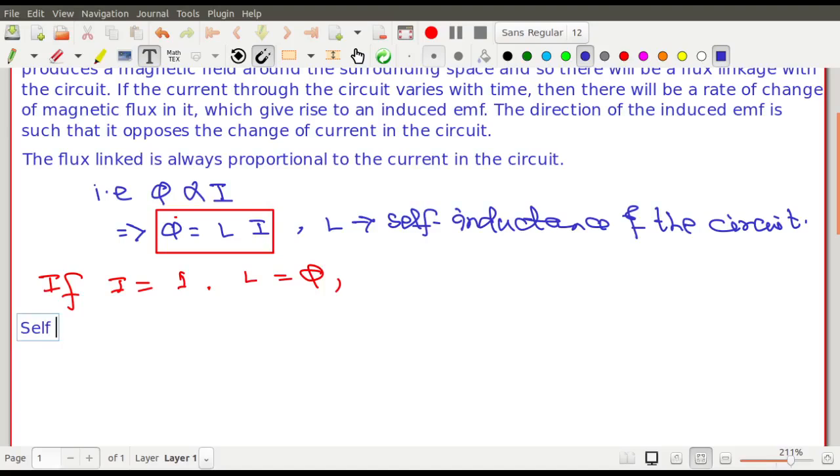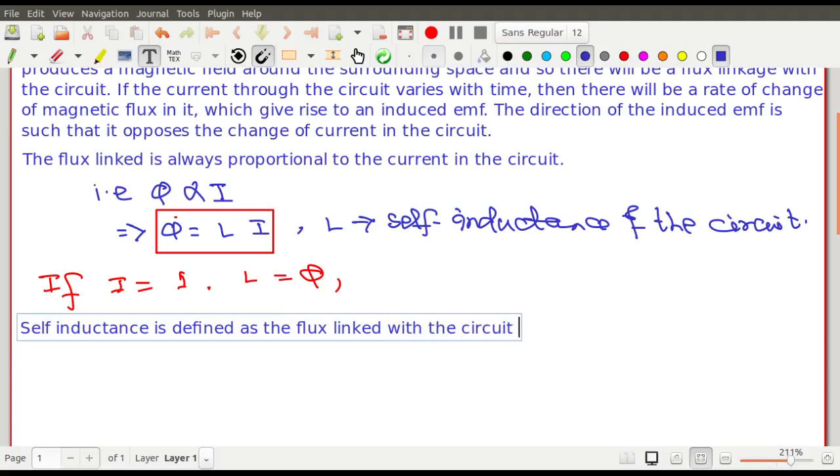Self inductance is defined as the flux linked with the circuit when unit current passes through it. Okay, self inductance is defined as the flux linked with the circuit when unit current passes through it. So যখন ইউনিট কারেন্ট পাস করবে সেটাকে আমরা বলবো। ঠিক আছে.